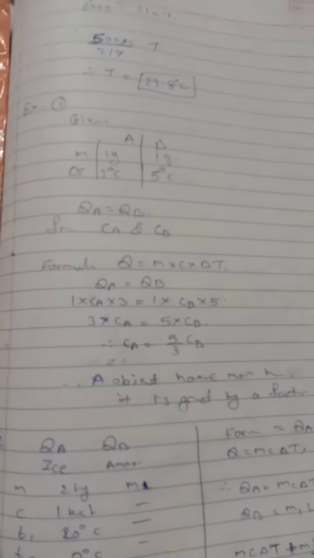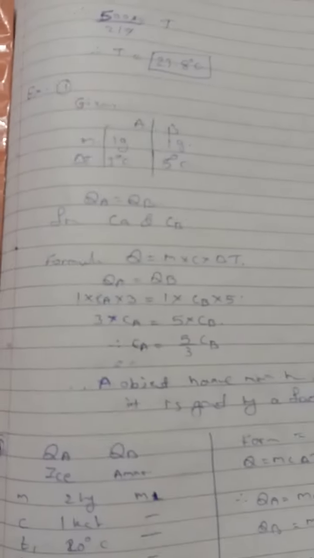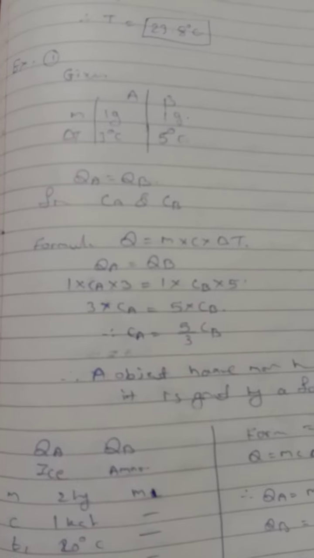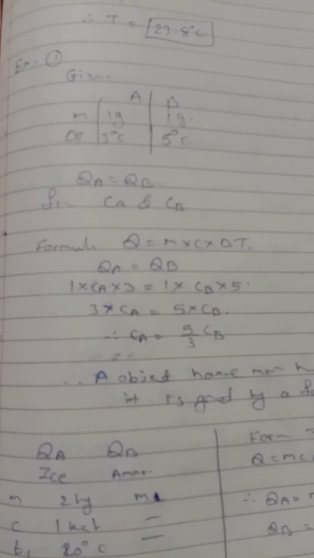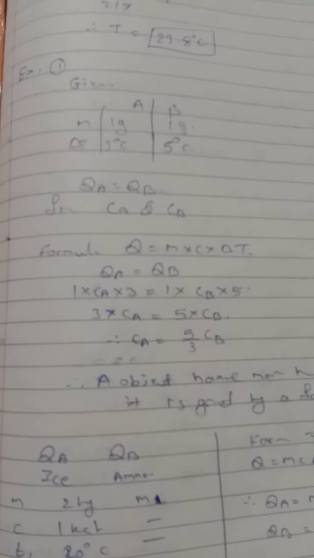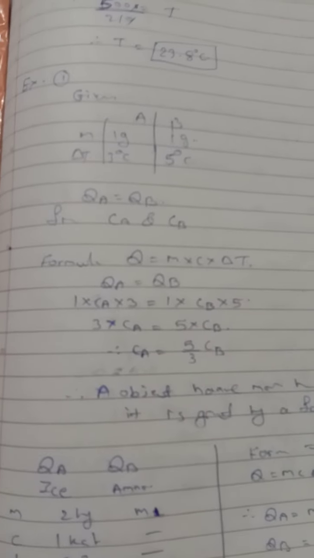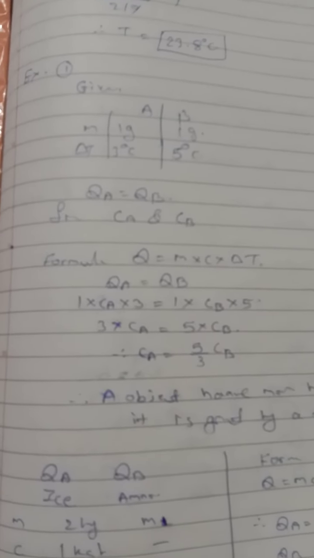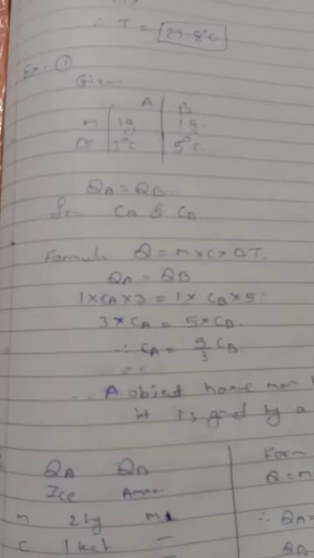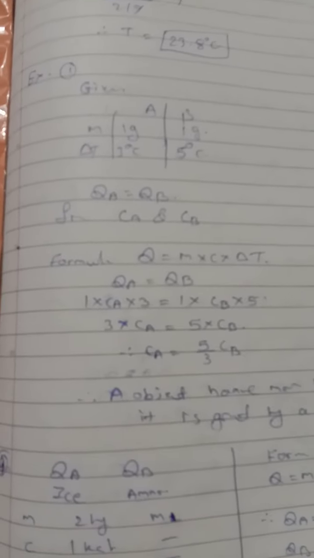Chapter number 5, Heat. Problems based on this chapter. Equal heat is given to two objects A and B of mass 1 gram. The temperature of A increased by 3 degrees Celsius and B by 5 degrees Celsius. Which object has more specific heat and by what factor?